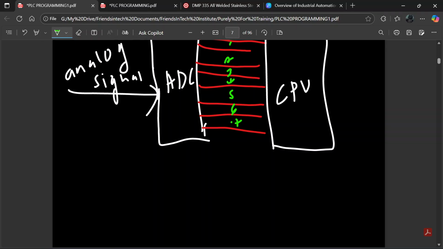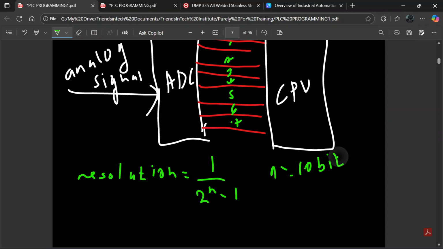Let's start with the 10-bit ADC. So 10-bit ADC, that is the size of the ADC. So what is the resolution? The resolution will be 1 over 2 raised to power n minus 1. Now this n is the size of the ADC, if it is 10-bit, if it is 16-bit, and if it is 12-bit.